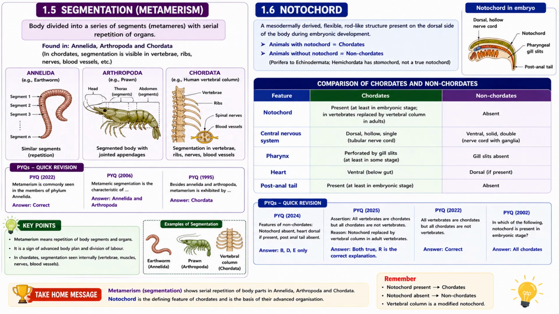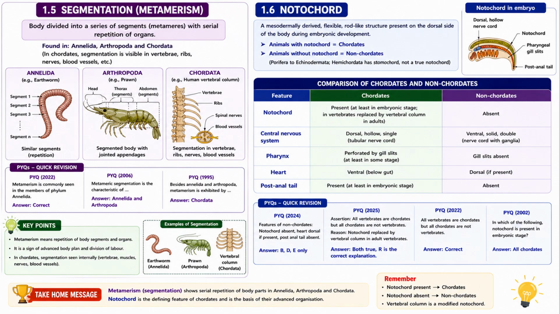Now let's study the notochord, a mesodermally derived structure. So what is the derivative layer of the notochord? It is the mesoderm. A mesodermally derived flexible rod-like structure present on the dorsal side of the body during embryonic development is called the notochord. So animals with notochord are called chordates, and animals without notochord are called non-chordates. Porifera to Echinodermata lack it, and Hemichordata has a stomochord, not a true notochord.